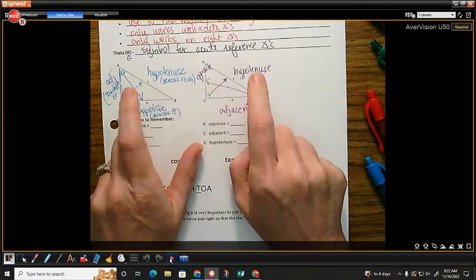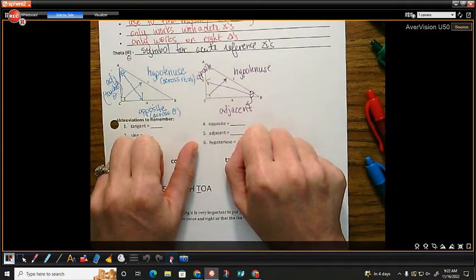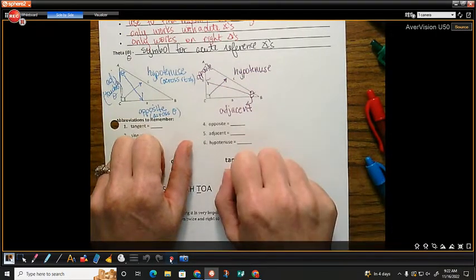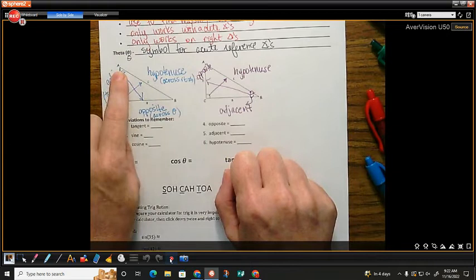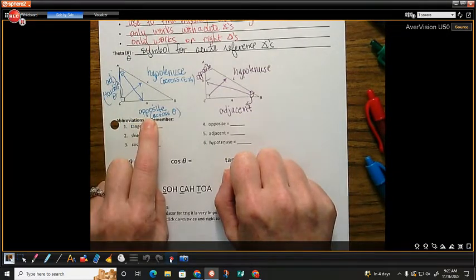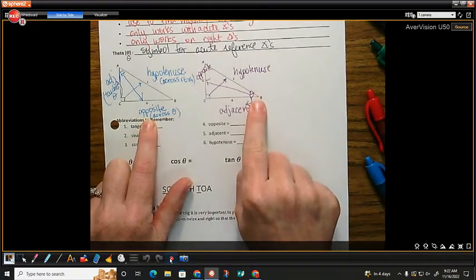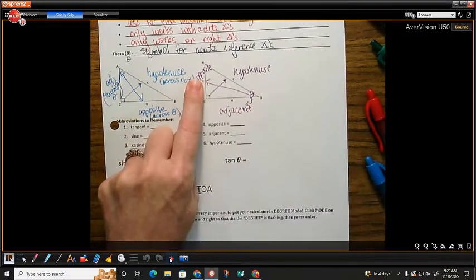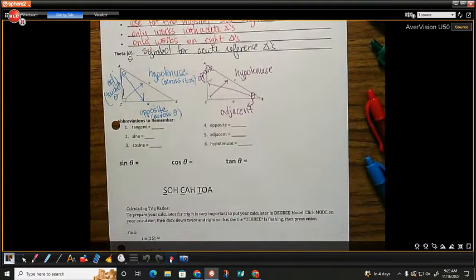But depending on which angle you're referencing, if you're referring to angle A, this side is the opposite. If you're referring to angle B, this side is opposite. So do you kind of have to pay attention to where everything is? Yes. Would it be helpful if you marked it on there?